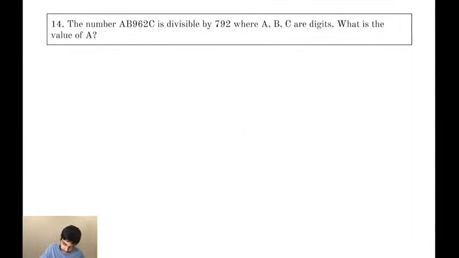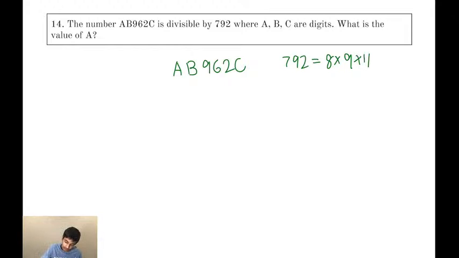Okay, so yeah, now let me just summarize the key steps in this problem. We have that AB962C is divisible by 792. 792 is just 8 times 9 times 11. So that means this quantity has to be a multiple of 8, 9, and 11. So in order for this to be a multiple of 8, 62C has to be a multiple of 8. And when will 62C be a multiple of 8? Well, we can see that 62C will be a multiple of 8 only when C is 4. So it will only be a multiple of 8 for C equal to 4. So we can just plug that in right there. And no other values work.